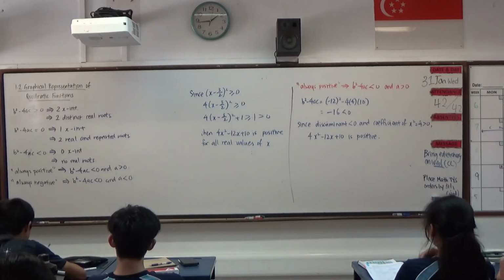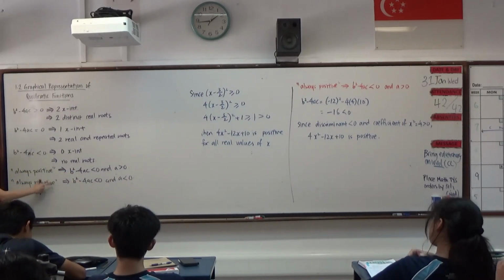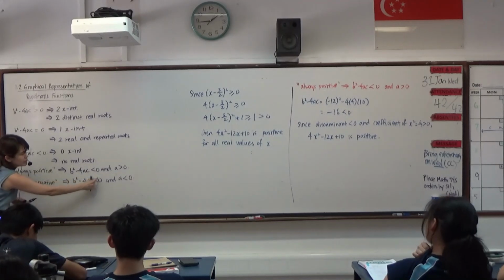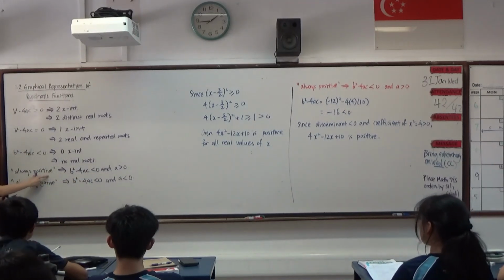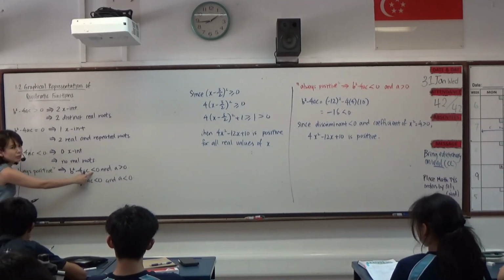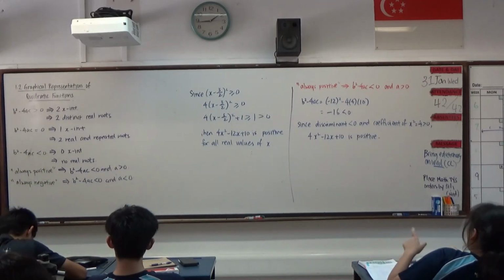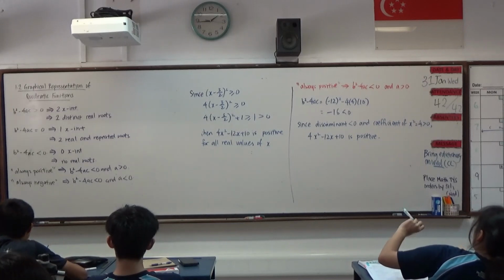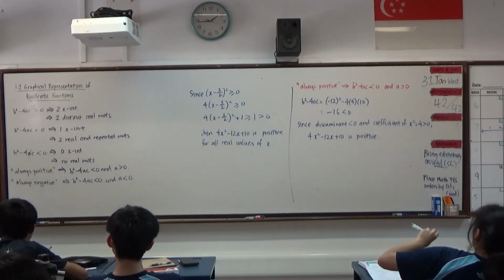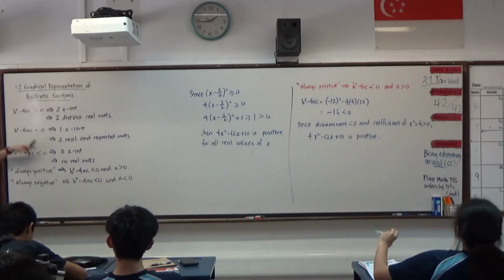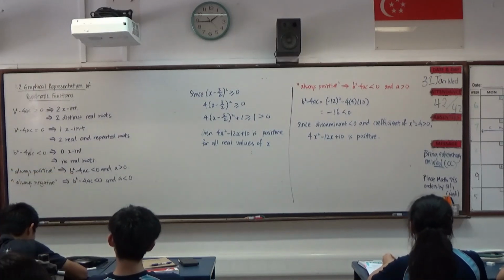So it is not about the word positive or negative that affects the inequality sign over here. It's not that because W is positive, W is more than 0. It is about the shape of the graph, that we're looking at the graph being below or above the x-axis. Then we explore the x-intercepts that lead us to this conclusion.